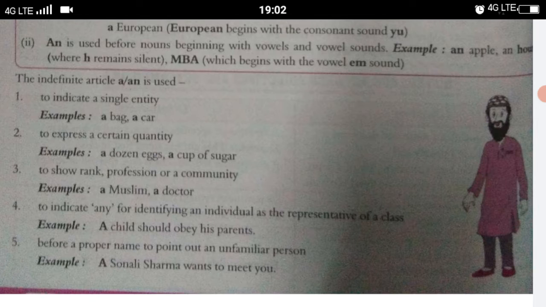A and an are used to indicate any, for identifying an individual as the representative of a class. For example, a child should obey his parents. We can use a or an before a proper name to point out an unfamiliar person. For example, a Sonali Sharma wants to meet you.